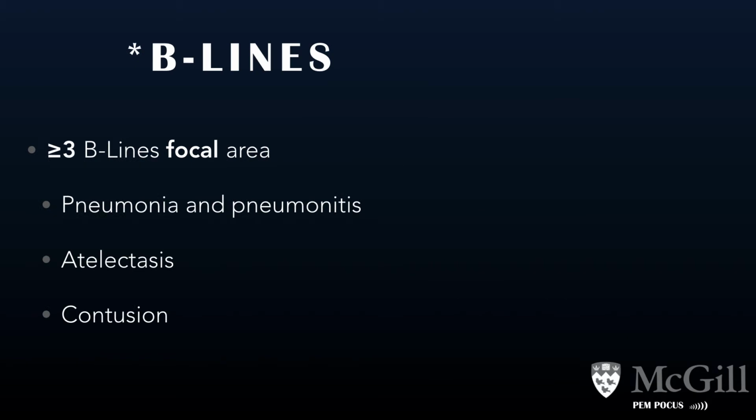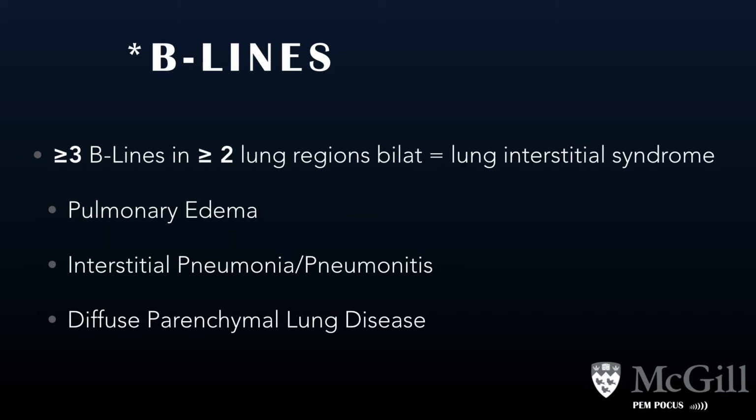I'm going to say a few words about B-lines, because B-lines can be helpful in narrowing the differential diagnosis. Focal B-lines may be seen in pneumonia, pneumonitis, atelectasis, contusions. Diffuse B-lines are defined as more than 3 B-lines within one interspace in 2 different lung regions bilaterally. This is also called lung interstitial syndrome. It can be seen in pulmonary edema, interstitial pneumonia, pneumonitis, and diffuse parenchymal lung disease.